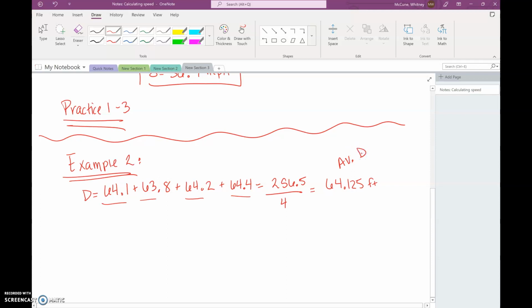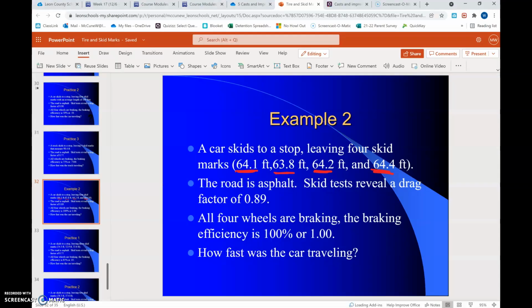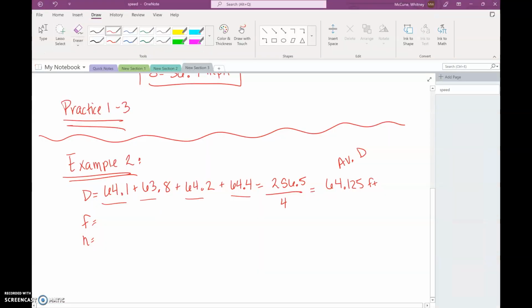This is our average distance. Now we have to calculate the speed. So we're going to need our F and our N value from the problem. It says here the road is asphalt and skid tests reveal a drag factor of 0.89. And all 4 wheels are braking, and the braking efficiency is 100%, or 1. So let's bring our F, 0.89, over, and our N, which is 1.